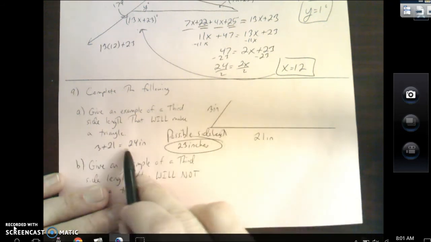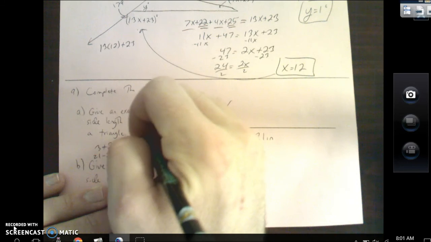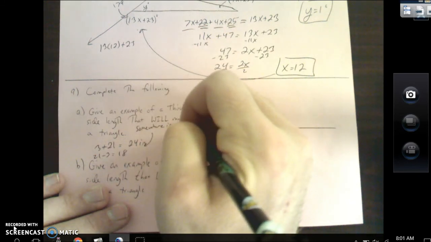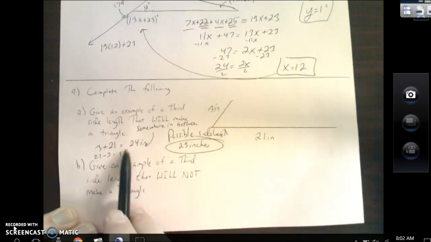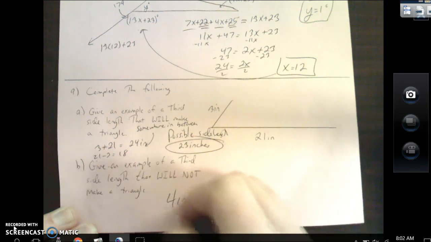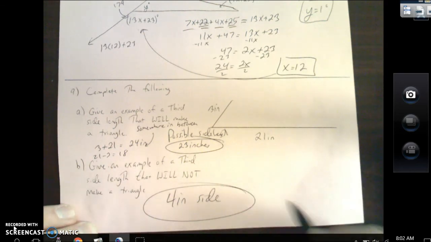Okay, so you want to add them and you also want to subtract them. 21 minus 3 is 18. So you want to be somewhere in between. Now, one that will not make a triangle is just anything that's not between 24 and 18. So you could pick like a 4-inch side. Okay? There's literally an infinite amount of answers you could possibly pick there.